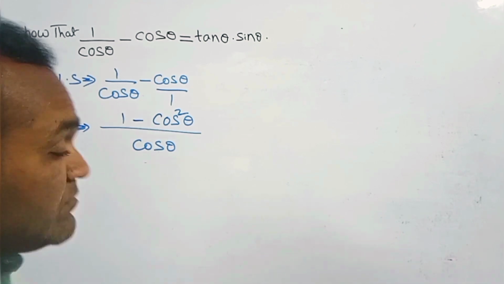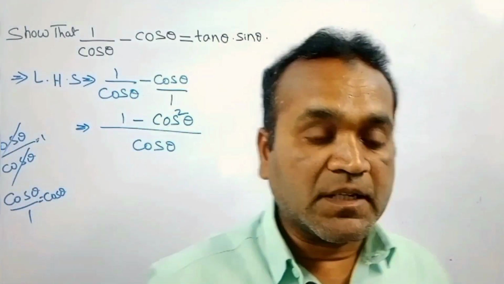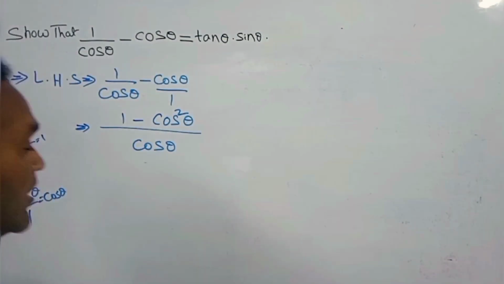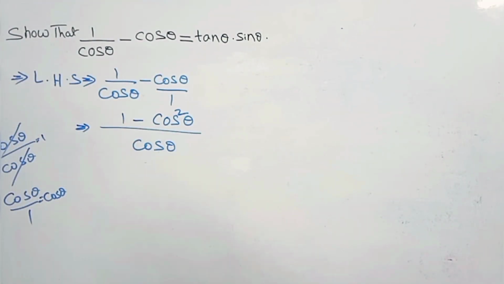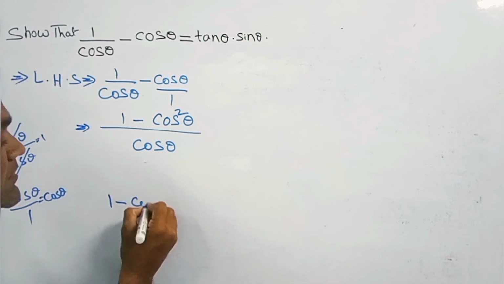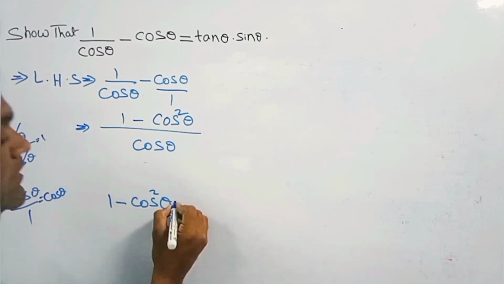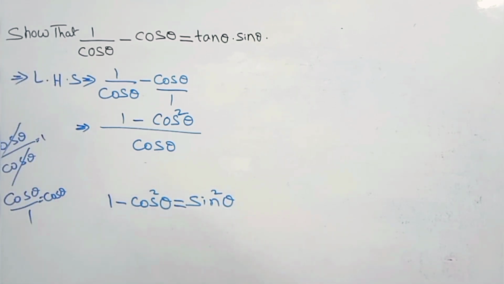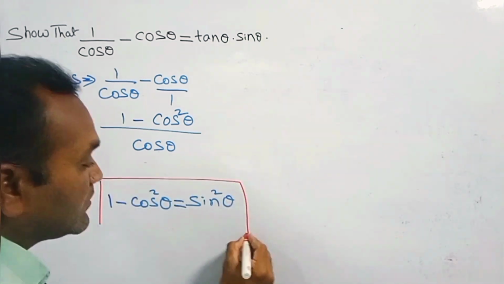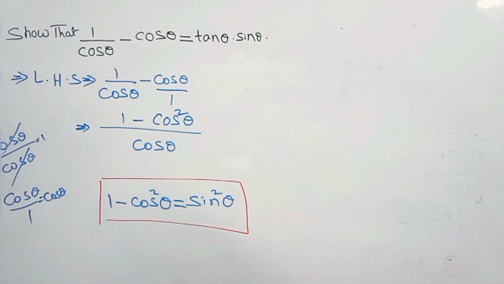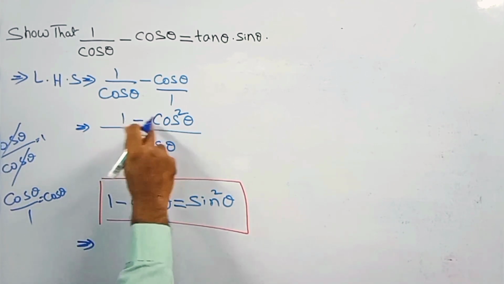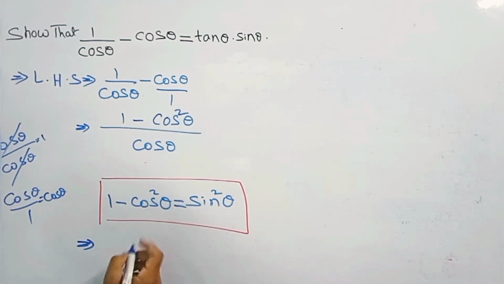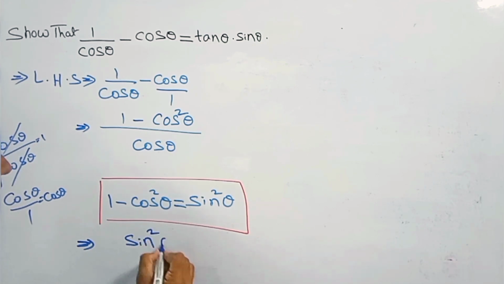Now, in our previous class, we have already studied all these beautiful formulas. So now we have a beautiful formula: 1 minus cos square theta equals sine square theta, right? Okay. So what we will do, instead of 1 minus cos square theta, we will write sine square theta divided by the same term, cos theta.